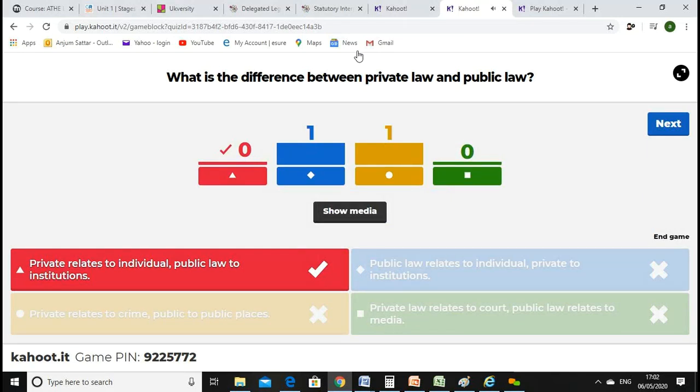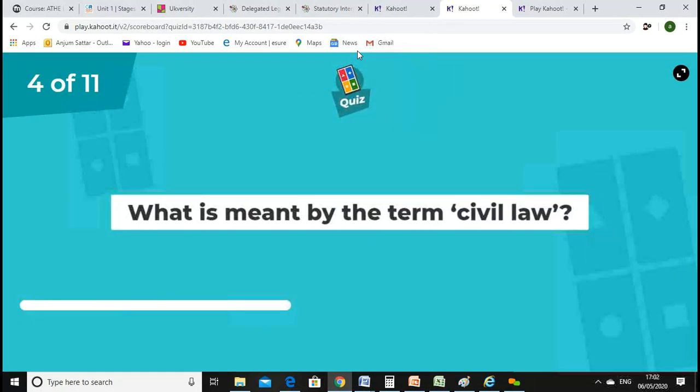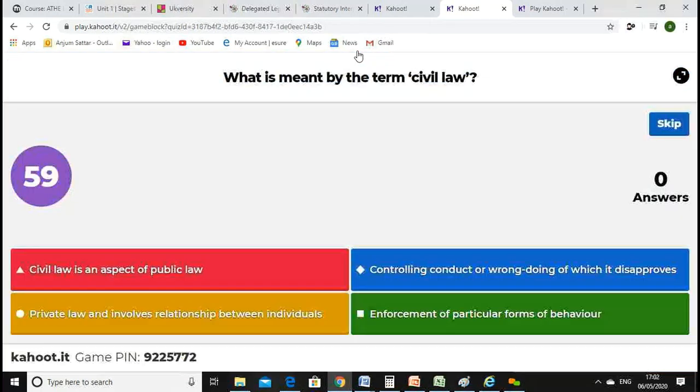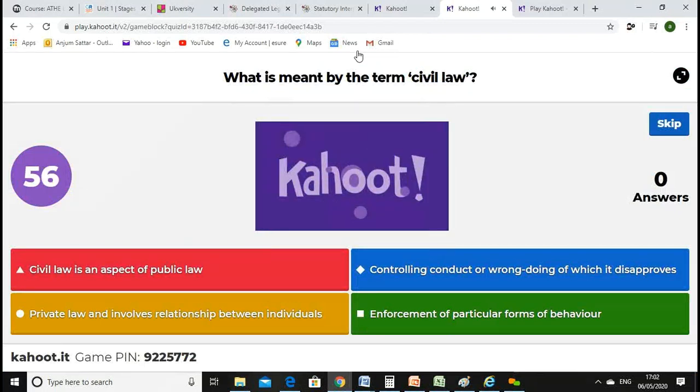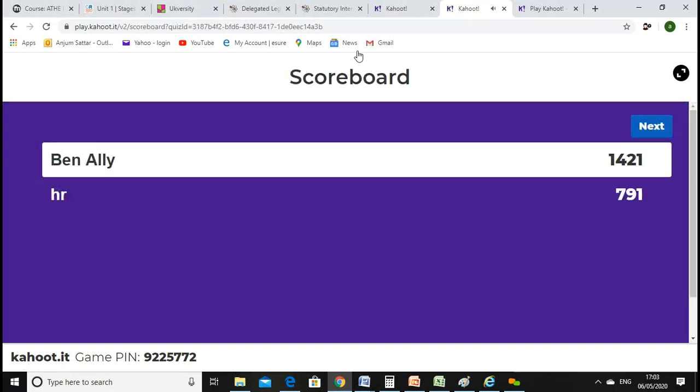Private law relates to individuals and public law relates to institutions, between government and individuals. What is meant by constitutional law? Civil law, isn't it? Is it a private law involving relationships between individuals, or is it enforcement? Well done, yeah, correct.